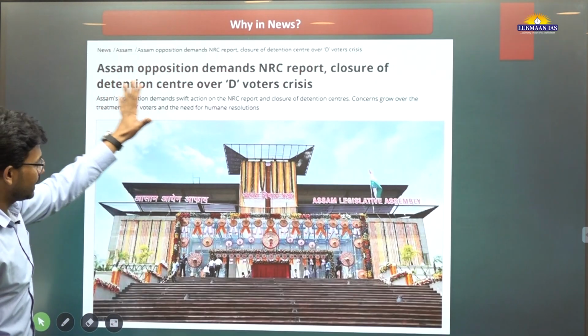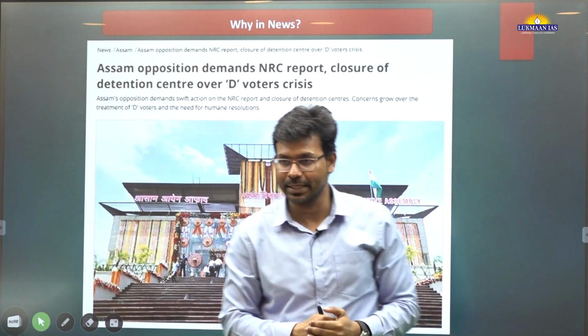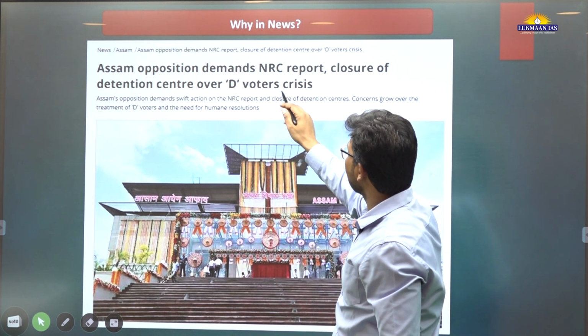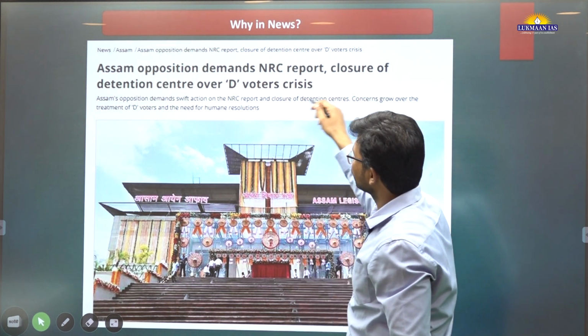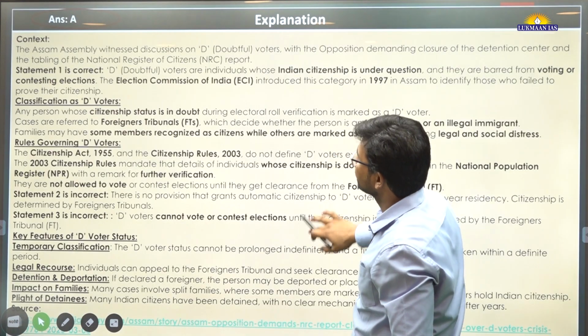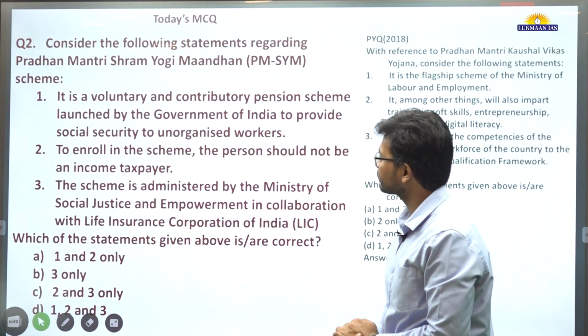Recently this article came in the newspaper. It says Assam Legislative Assembly. Assam opposition demands NRC report, closure of detention center over D voters crisis. So this newspaper article recently featured.